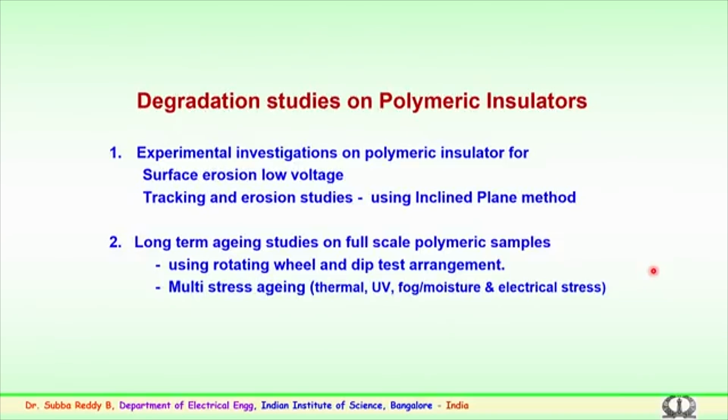So, degradation studies further, that was about the corona aspects. Further degradation studies on composite insulators have been carried out as per the standards, and a lot of experimental investigations are being done to find out the surface erosion, particularly at low voltages, and also the tracking and erosion studies which are carried out using the inclined plane method for both AC and DC. These experiments have been carried out and evaluated for the various insulators and also the materials.